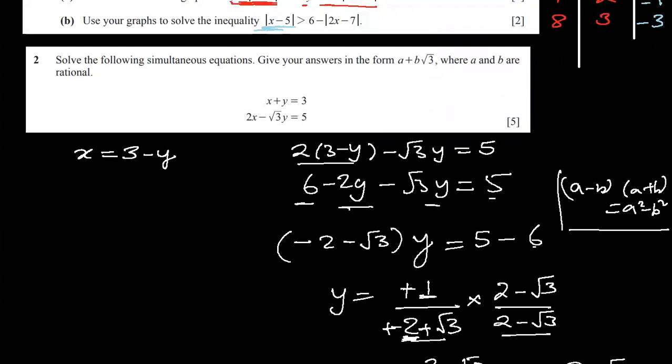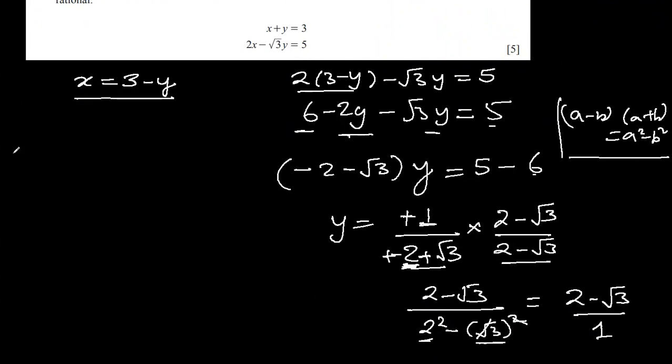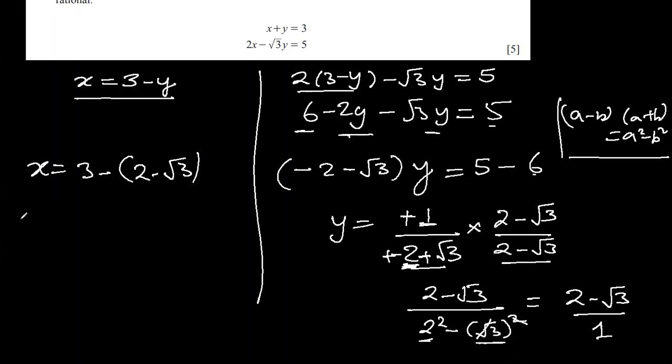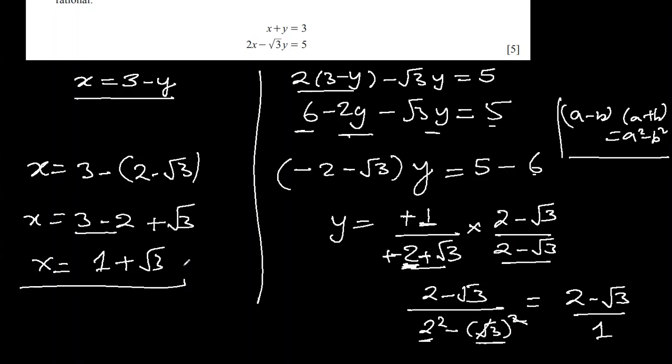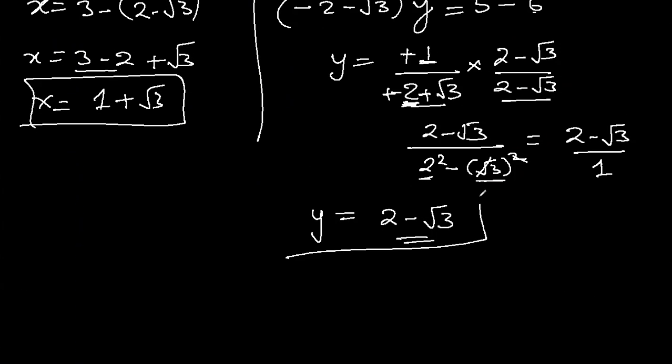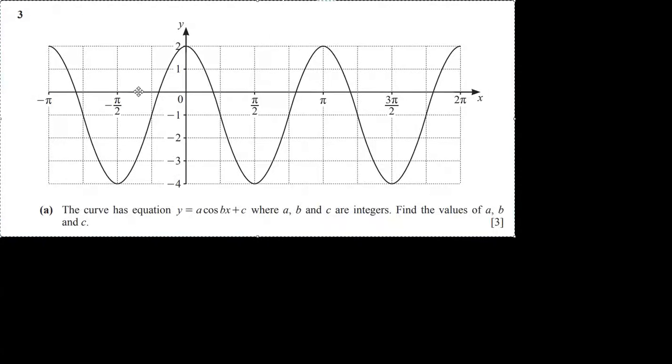Now we have to substitute this in this equation so that we get x. So x will be 3 minus y, and y is 2 minus square root 3. So it comes out to be x equal to 3 minus 2 plus square root 3. 3 minus 2 is 1 plus square root 3. This is the value of x, and the value of y was already known to us. That too in the format they wanted. Alright, let's go to the next question, which is this.